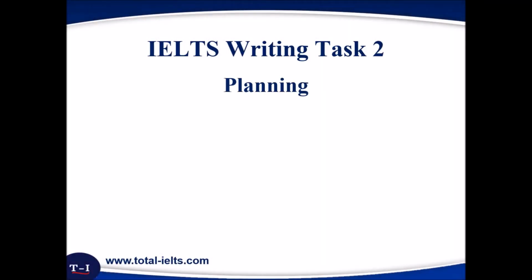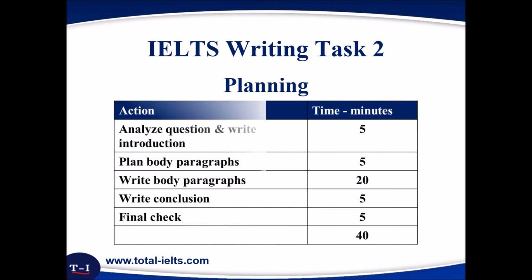As with all writing task 2 essays, planning is the key vital stage. Try this simple 5-step strategy. First of all, analyze the question and write the introduction. This should take you no longer than 5 minutes. After that, plan your body paragraphs. Again, 5 minutes. Then write the body paragraphs in 20 minutes. Write the conclusion, 5 minutes, and give your essay a final check at the end for 5 minutes. And that's a total of 40 minutes.